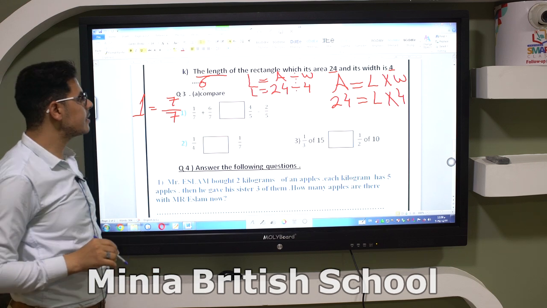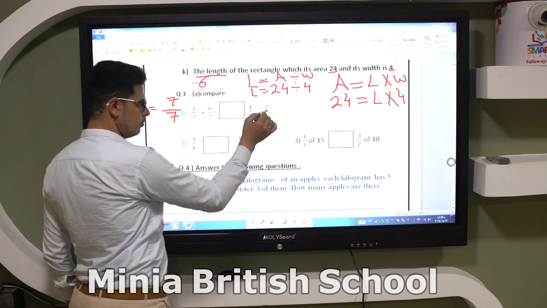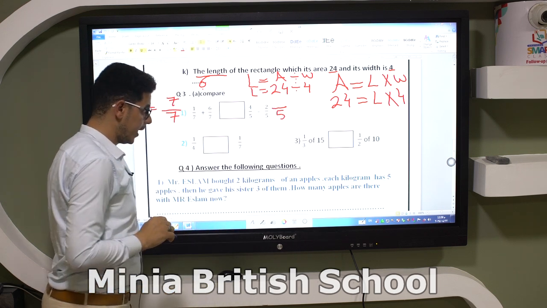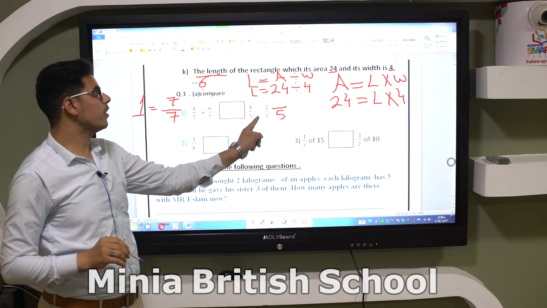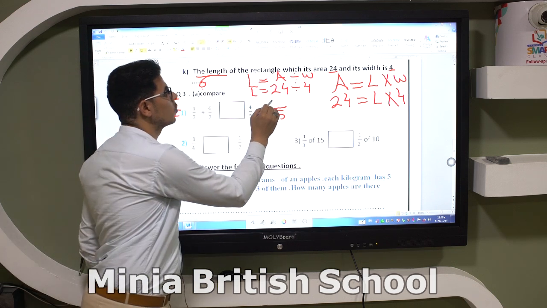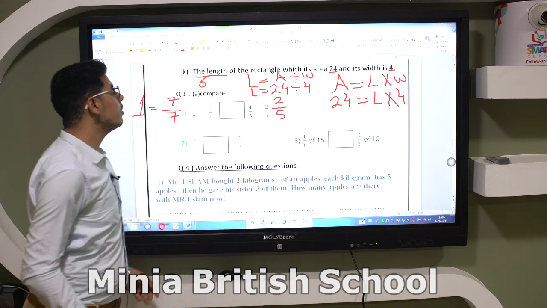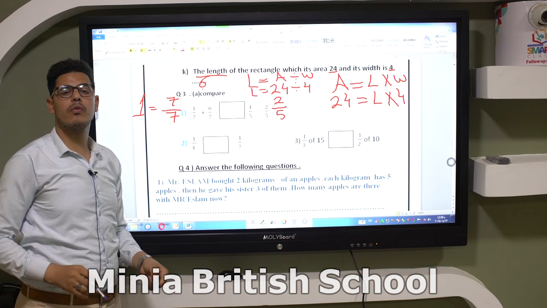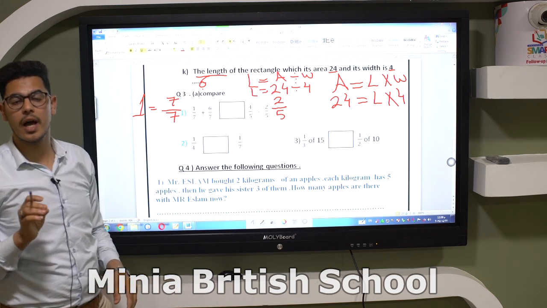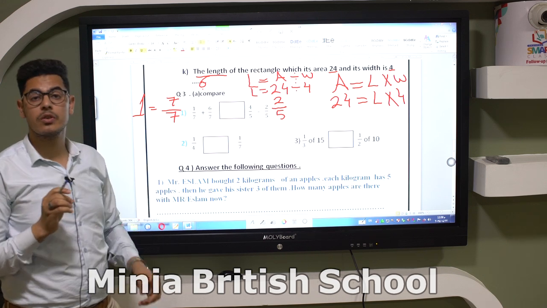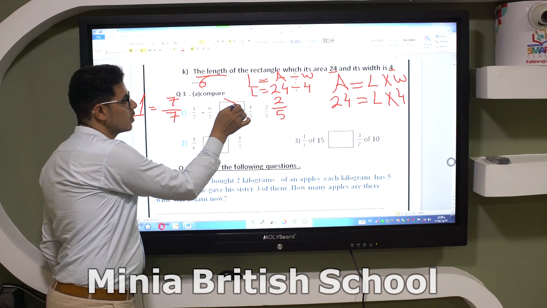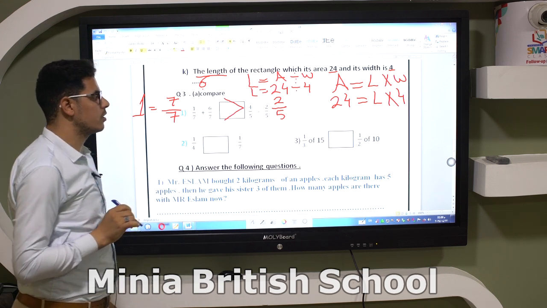Let's see the next side. Here, subtraction. So I will write down 5 as it is, and 4 minus 2 equals 2. Here I have 1 whole, and here I have 2 over 5. We know that 1 whole is greater than any proper fraction. So this side is greater.